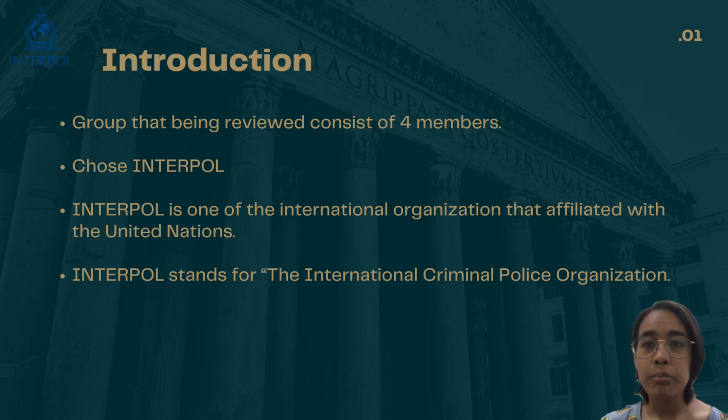On 23 November 2022, Sir Shafiq provided us with a Hertagogy session. There are 3 sessions. In the first session, the instructions say that you need to form a group of 4 to 5 members. The group I'm reviewing consists of 4 members. They then need to choose an international organization affiliated with the United Nations. This group chose Interpol. Interpol is one of the international organizations affiliated with the United Nations. Interpol stands for the International Criminal Police Organization.